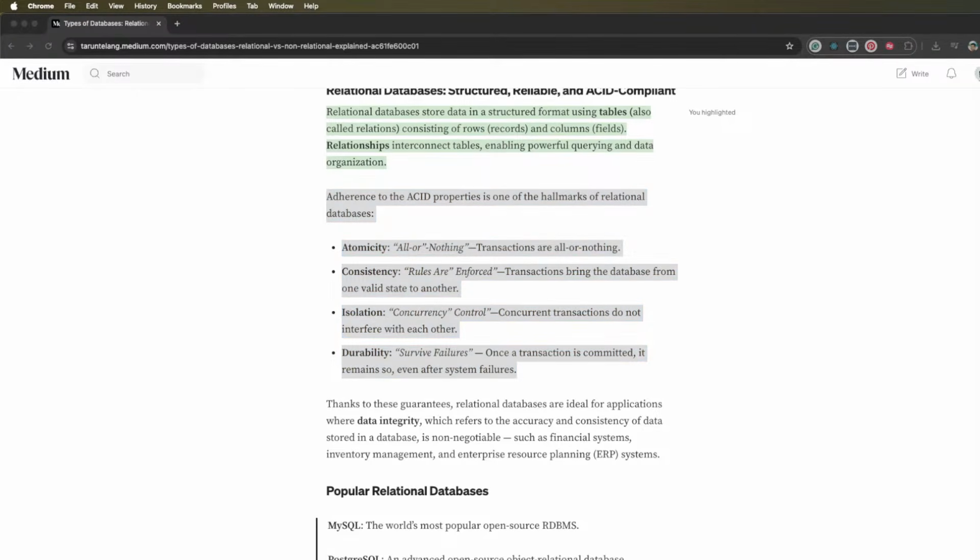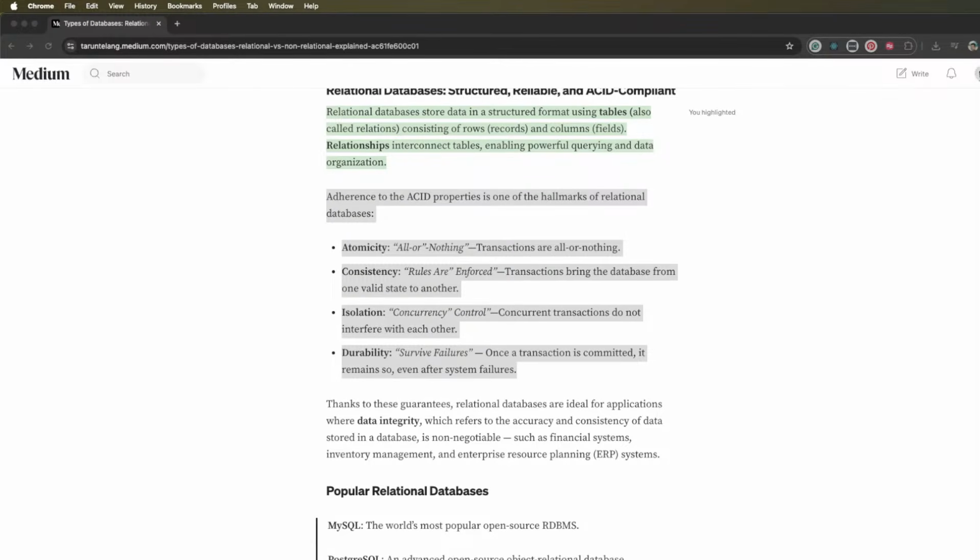Let's explore the other side, the world of non-relational databases. NoSQL, as it's often called. Non-relational databases offer a fundamentally different approach to handling data. Different how? Instead of sticking to those rigid tables we just talked about, rows and columns, they provide considerable flexibility in how data is actually stored.